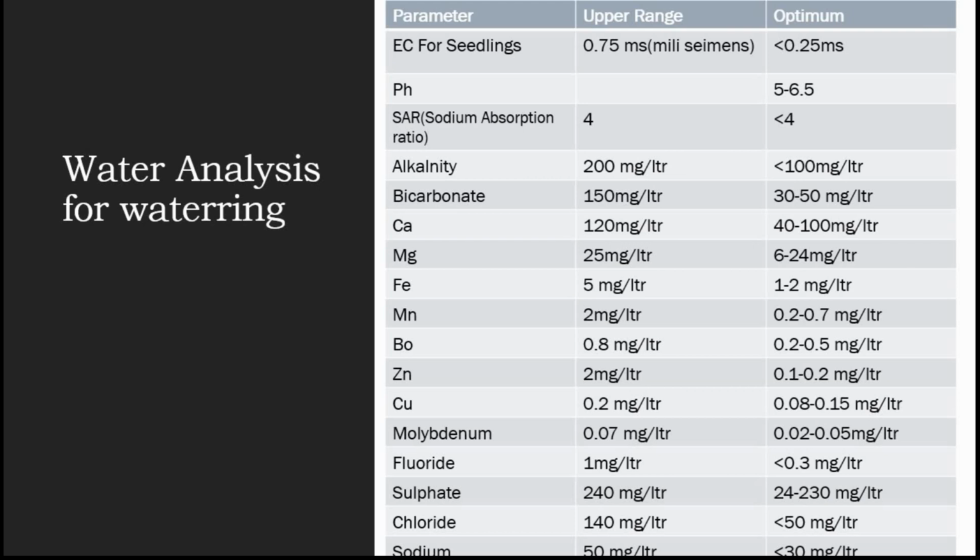Sulfate has to be 24 to 230 milligram per liter. Chloride less than 50 milligram per liter, and sodium less than 30 milligram per liter. Now, this is actually the watering analysis for watering the plants in our hydroponic system. Let's move to our next slide now.